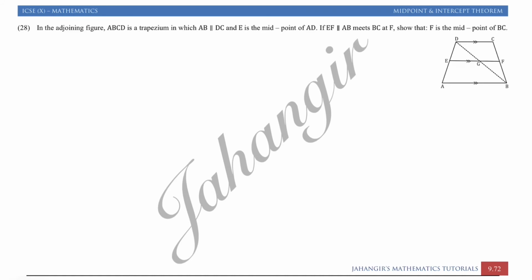In the adjoining figure, ABCD is a trapezium in which AB is parallel to CD. E is the midpoint of AD. If EF is also parallel to AB, then show that F is the midpoint of BC. So it is quite simple. We will use the converse two times. We will use the converse and we will get it.